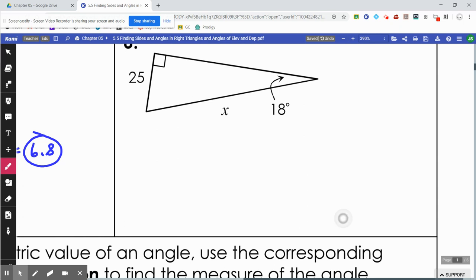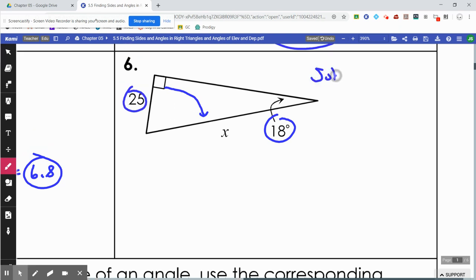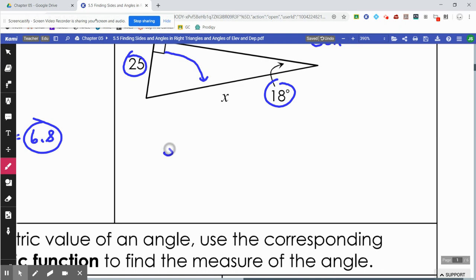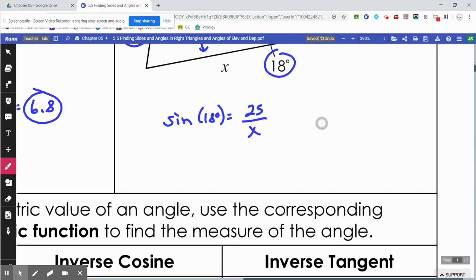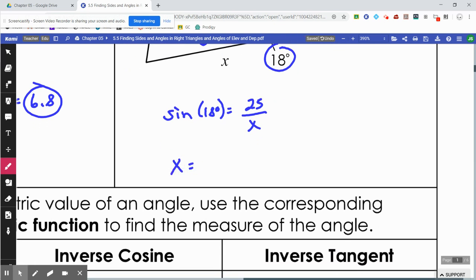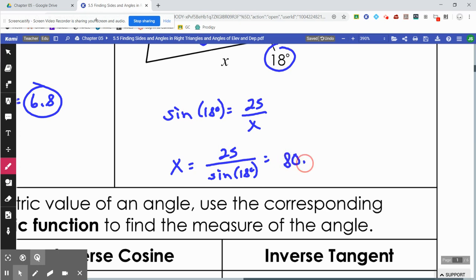The next one, here's my angle. This would be the hypotenuse, because notice it's across from the right angle, and this would be the opposite. So we're dealing with a hypotenuse and opposite. That'd be a sine problem. The sine of my angle is equal to opposite over hypotenuse. Again, anytime the x is on bottom, switch it, and you have 25 over the sine of 18. When you type that in, you get about 80.9.